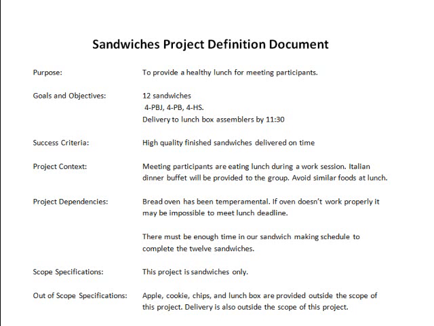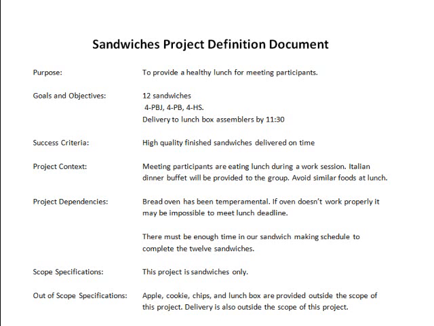Project context is how the project relates to the bigger picture. So in this case, we know that the meeting participants are eating lunch during a work session. So the sandwiches that are chosen, the support materials that are chosen, are all things that they can eat while they're talking. They wouldn't have messy ribs or something like that that would impede their ability to communicate. And we also know that they're going to have an Italian dinner buffet. So as we're looking at making the lunch food, we want to avoid having Italian food for lunch.